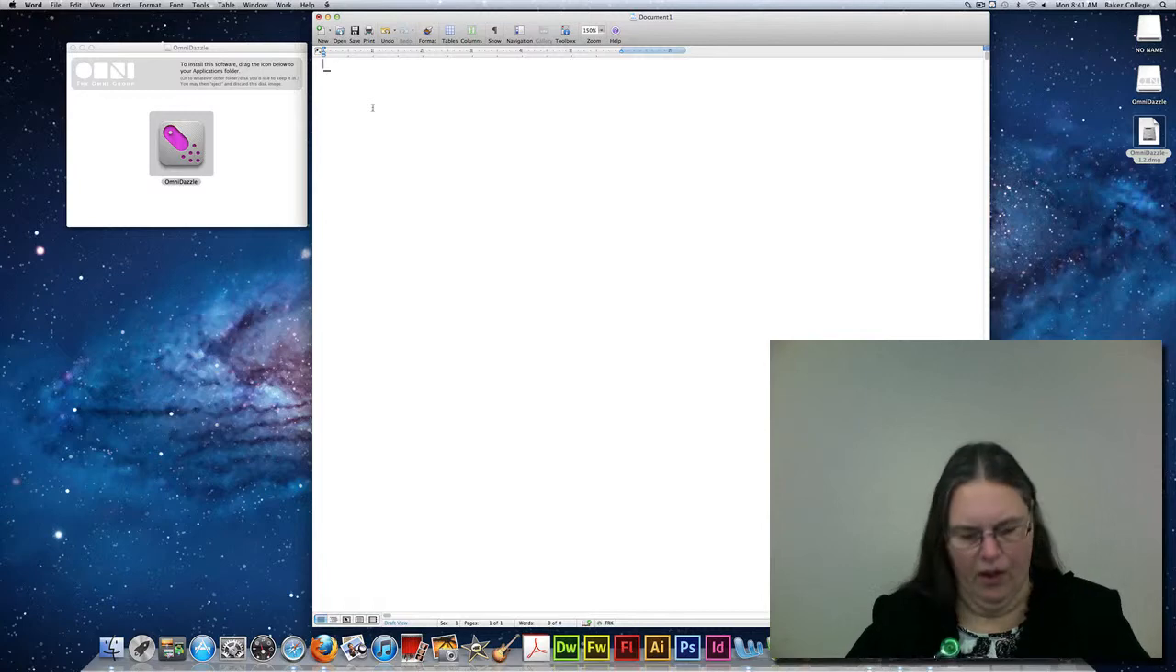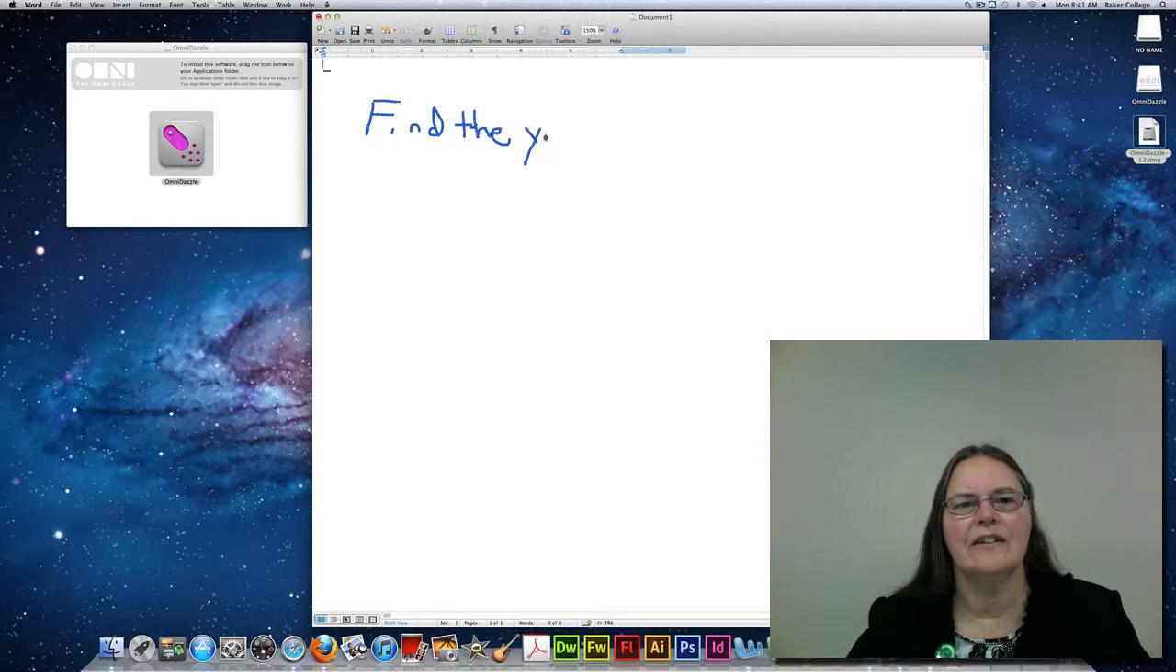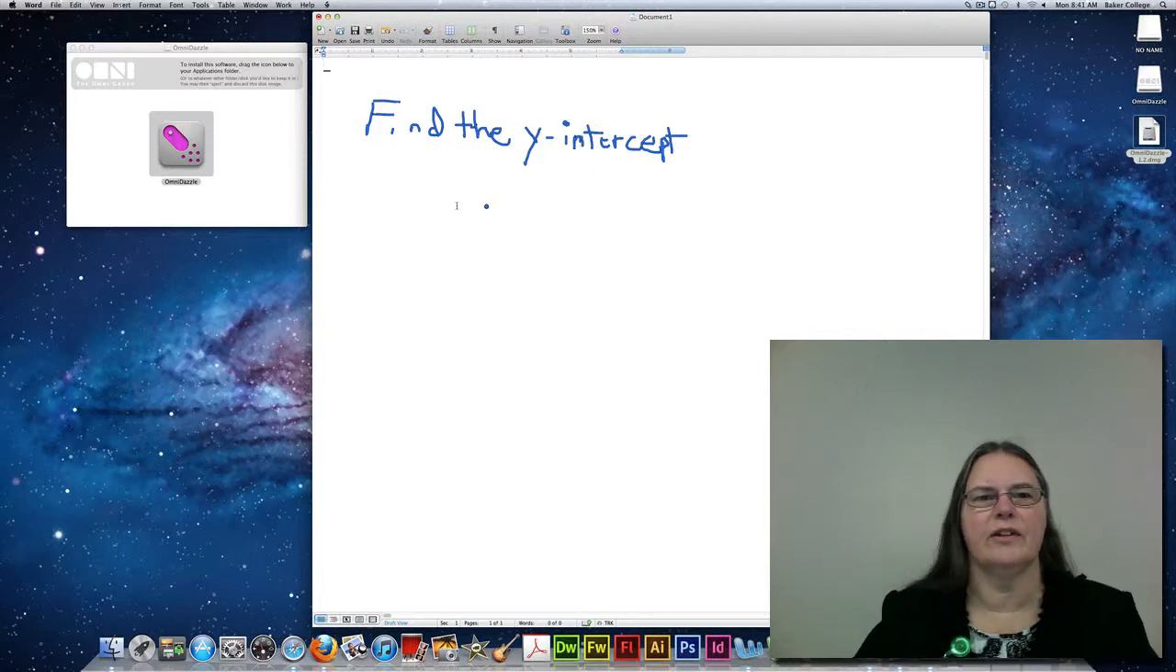So in this case, they want us to find the y-intercept. Guess I need to practice writing with the mouse a little bit more, because you can hardly see what I'm doing. There, the y-intercept. And here's the problem they give us.